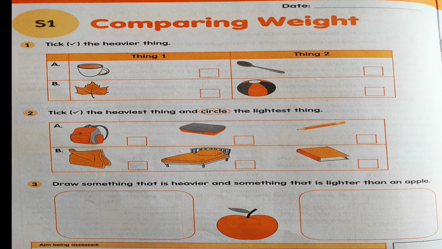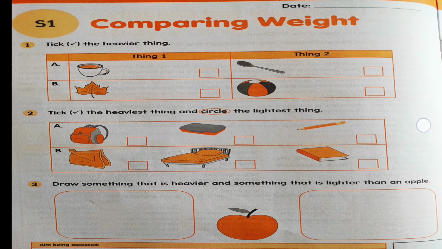Okay. And number 3 says draw something that is heavier and something that is lighter. Now what do you think is heavier than an apple? You will draw in one box. And which one is lighter than the apple? You will draw in the other box.